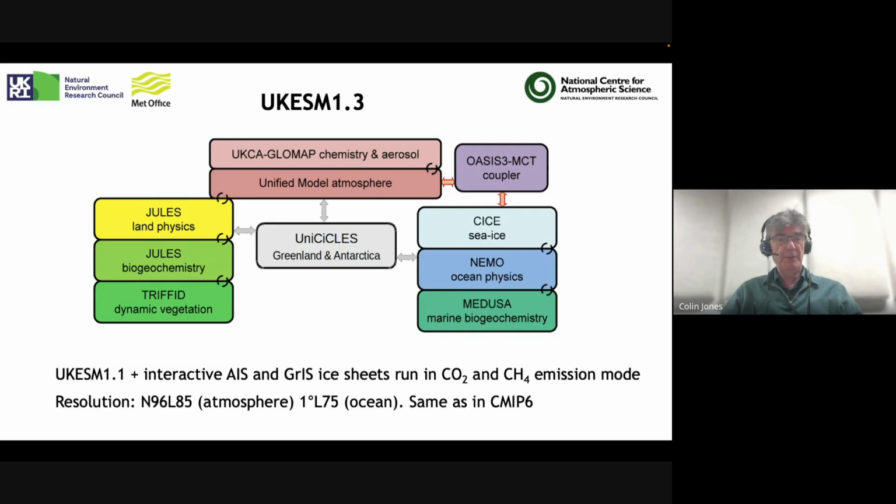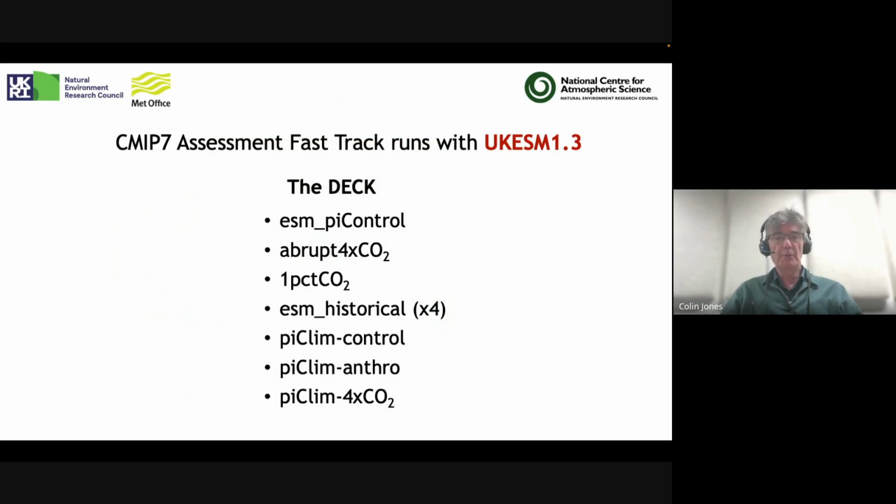So in summary, UKSM 1.1 with interactive Antarctic and Greenland ice sheets run in emission mode for both CO2 and methane will be the UKSM 1.3 contribution to the fast track. The resolution will stay what it was for CMIP6, so N96, that's about 135 kilometers in the atmosphere, 85 levels up to the lower mesosphere, 1 degree in the ocean, and 75 vertical levels. Next slide, please. Okay, so what are we going to run?